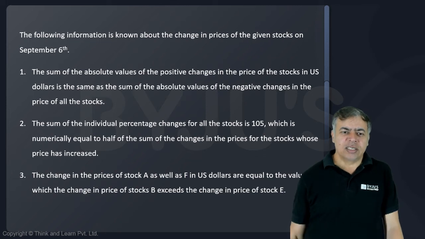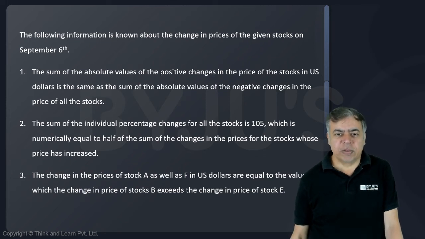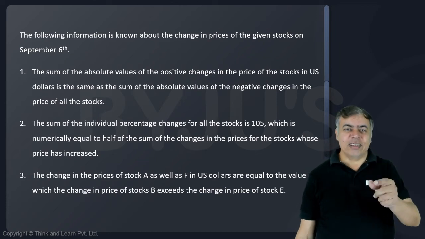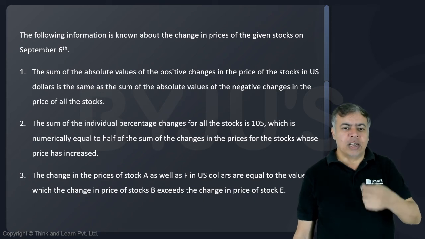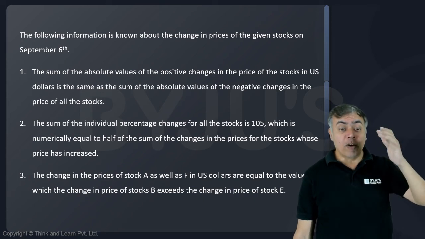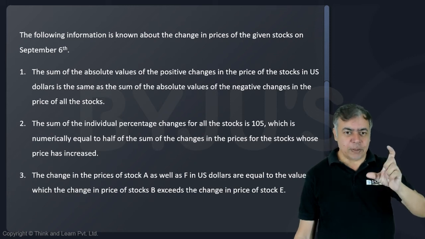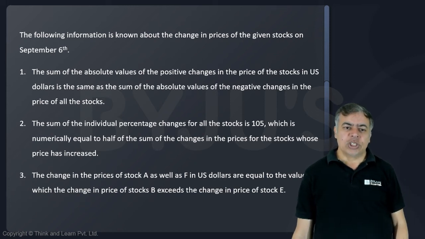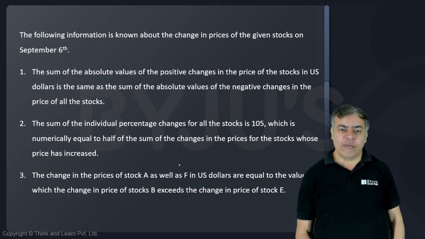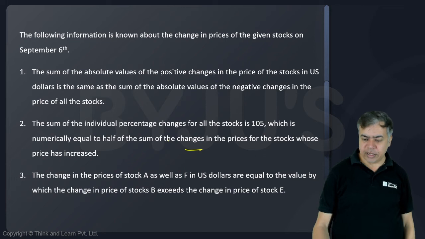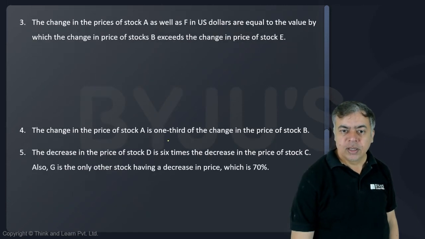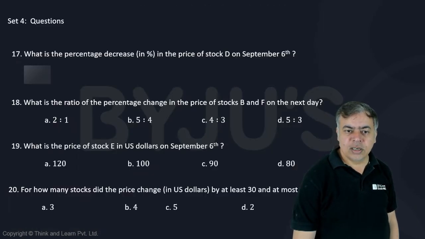Okay, then the sum of the individual percentage changes of all the stocks is 105. So percentage change, above it was only the absolute value of the change. Now it is percentage change. So the total of all the percentages, right, that percentage change is 105. Which is numerically equal to half of the sum of changes in the prices of the stocks whose price has increased. Okay, let's see. And then there are questions.